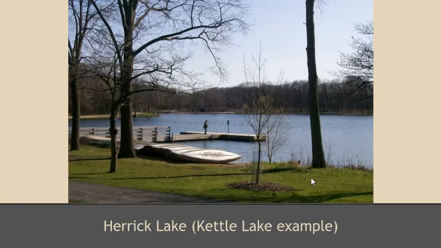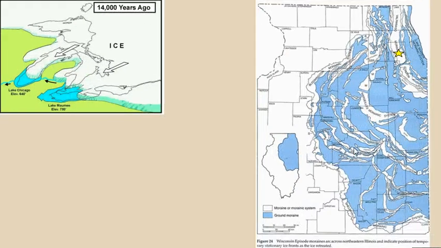If you've been over there, Herrick Lake is actually the only naturally formed lake in DuPage County, and it was formed by a glacier. A big block of glacial ice broke off, depressed the ground, and then a lake formed there. All right, so now let's look at how this all goes together.